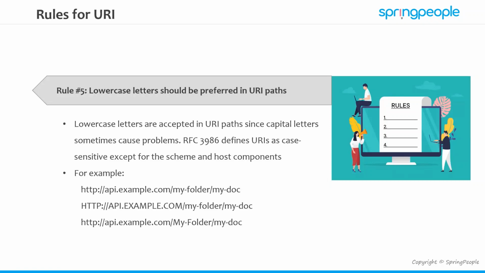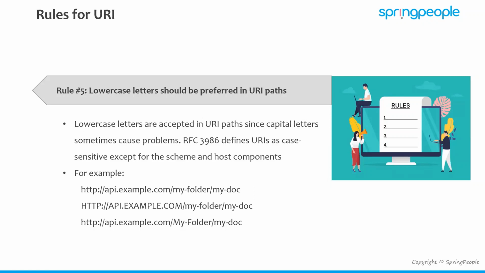Rule 5: lowercase letters should be preferred in URI paths. As you can see, on most websites, whether the domain name, the path, or the resources, everything is in small letters. That's why you see all these endpoints on websites in small letters. Lowercase letters are preferred in URI paths since capital letters sometimes cause problems. RFC 3986 defines URIs as case sensitive except for the scheme and host components.